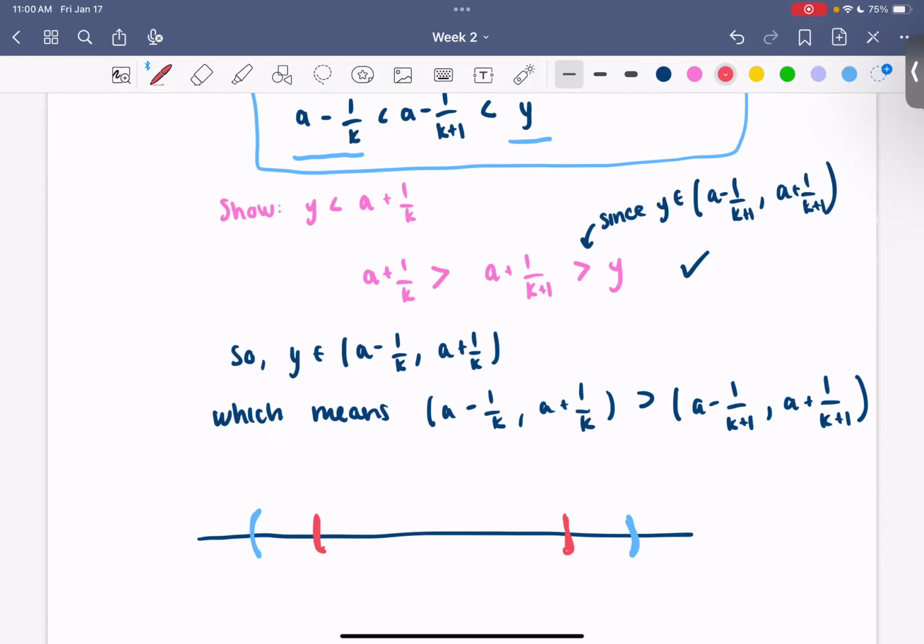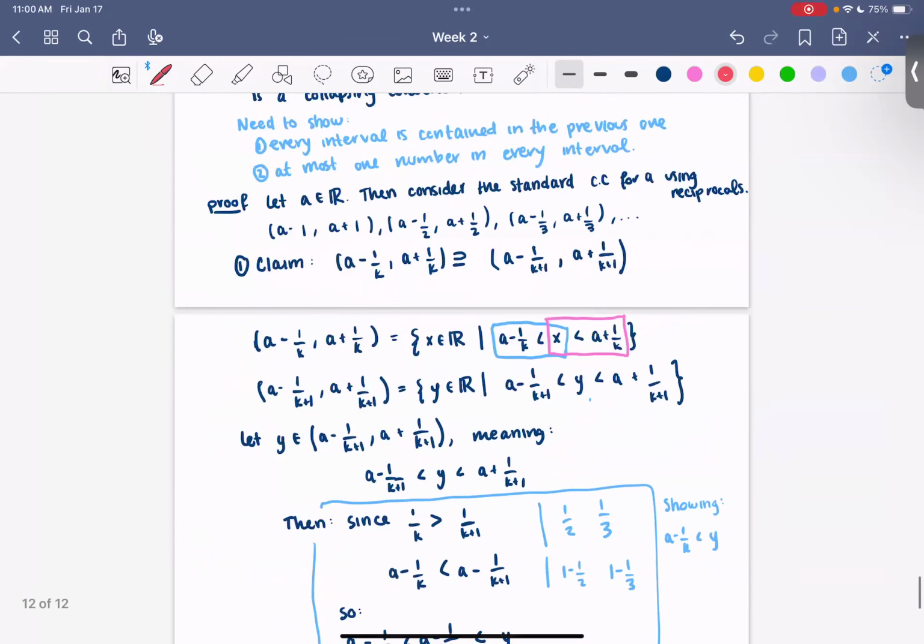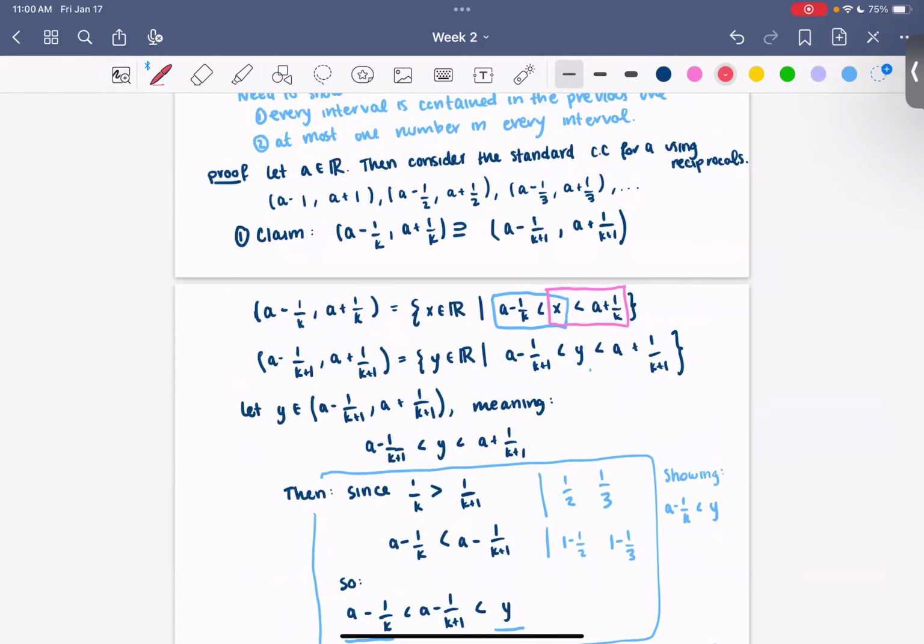Okay, so where are we at in this argument? So we proved the first property. Next time, we will look at the second property and give sort of more tools for dealing with collapsing collections.